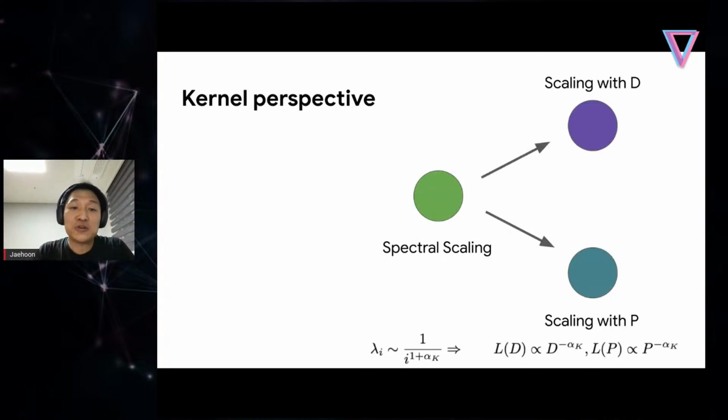In pictures, if we assume a power law ansatz for the kernel eigenvalues, this will lead to power law scaling with respect to D. A very similar argument can also be made for the model size, and this also leads to scaling with model size P with the same exponent alpha_K. This is one realization of the duality between the dataset size D and the model size P. Here we observe the same scaling exponent appearing for dataset scaling and model scaling.